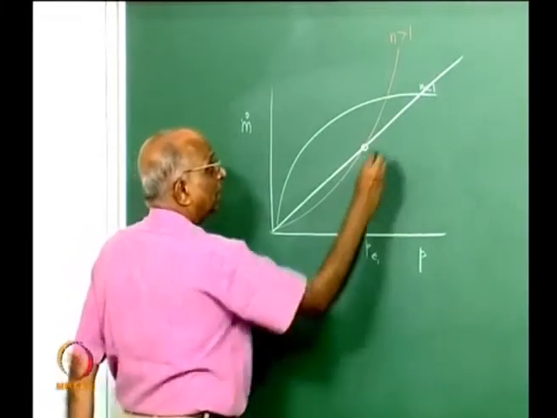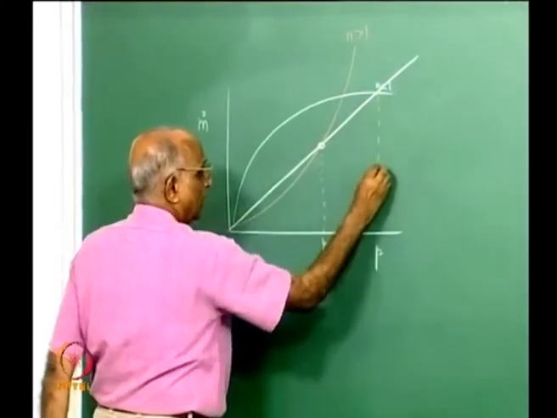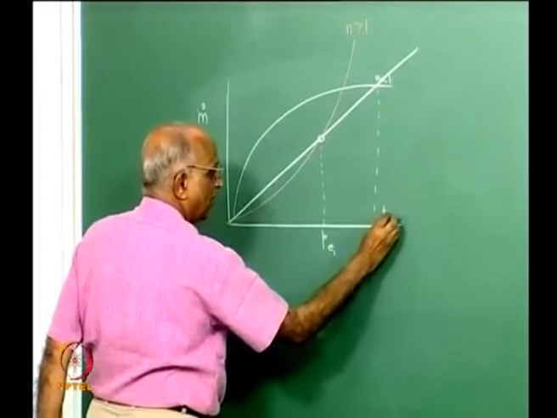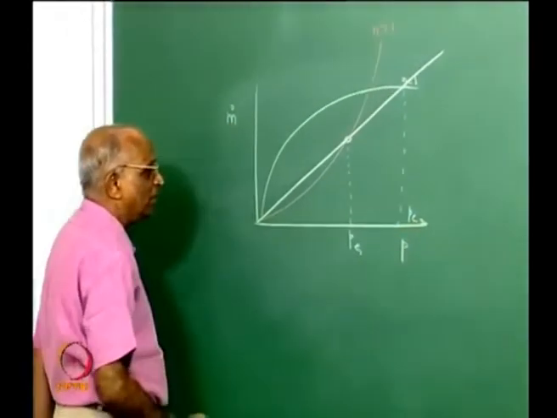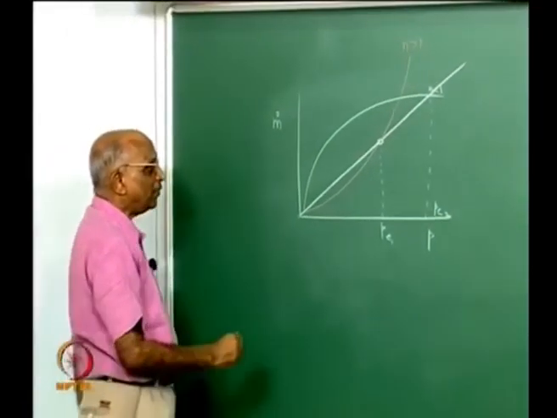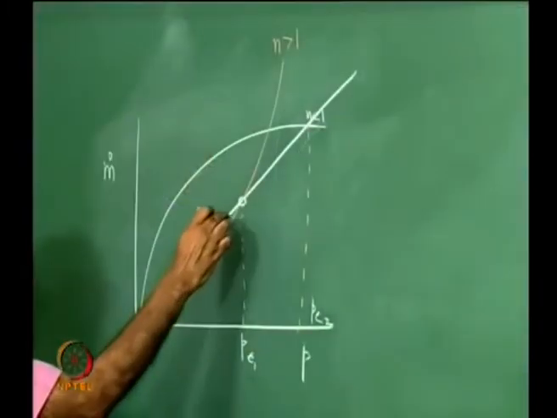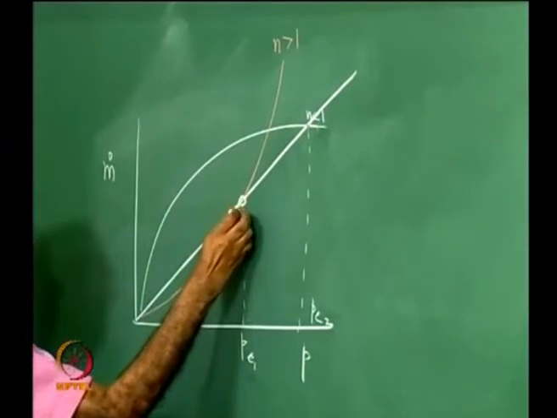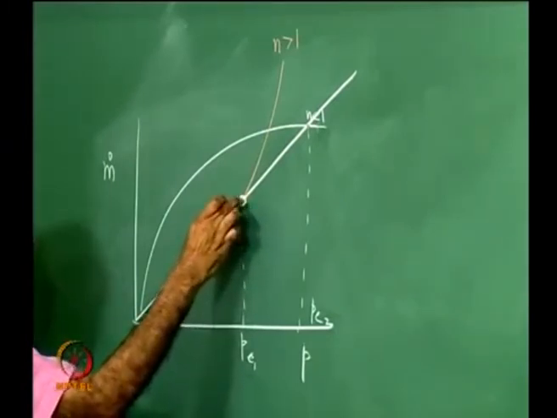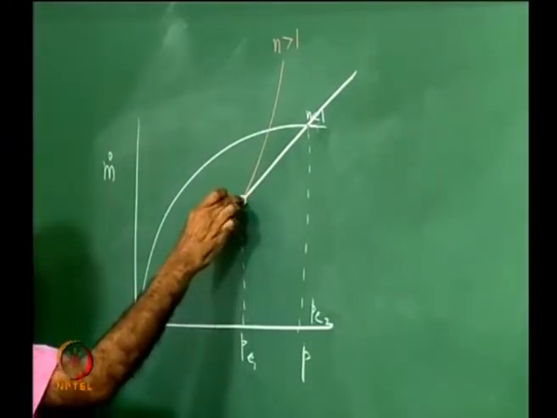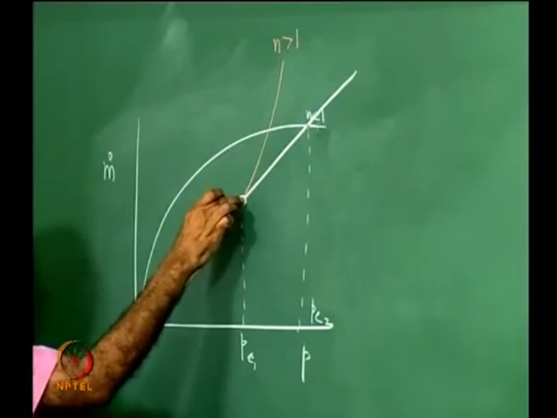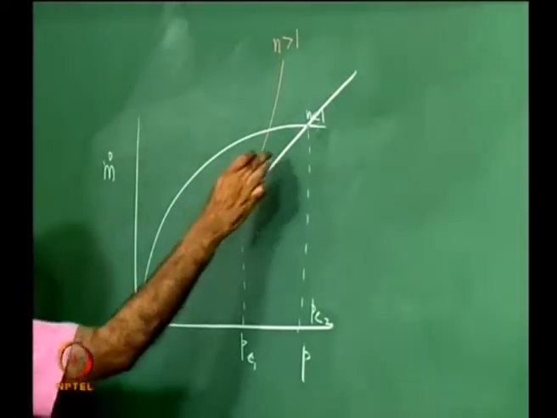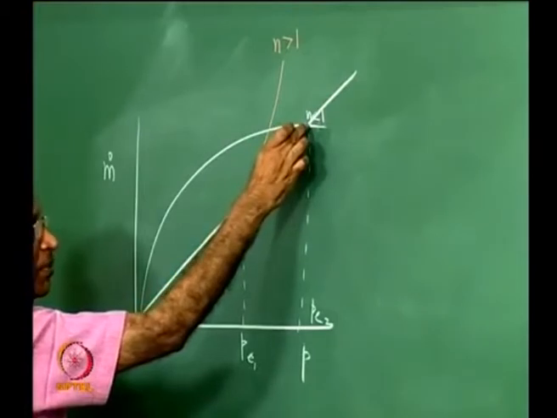Let me also tell that maybe for n less than 1, maybe this is the P equilibrium value, let us say it is P equilibrium 2. I would like to examine whether these two states are possible. Well, theoretically this is the rate at which mass is leaving the nozzle, the rate at which mass is getting produced in the chamber, and therefore this is the equilibrium pressure. Similarly, for n less than 1, this is the pressure.